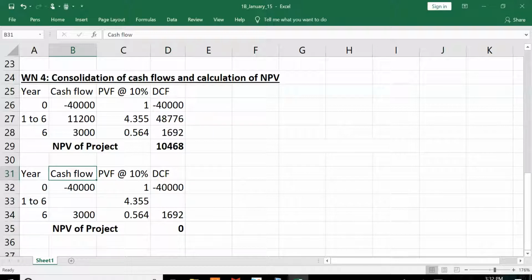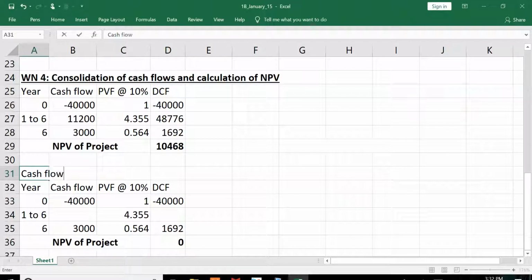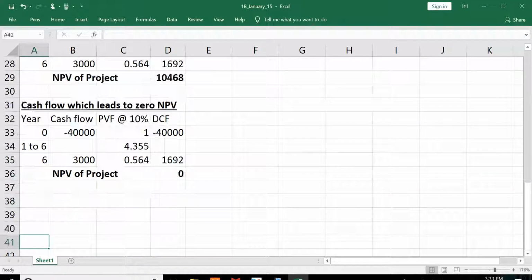Next point, the cash flow at which the project has 0 NPV is calculated below. Do this and let me know what cash flow will give 0 NPV. Same table.